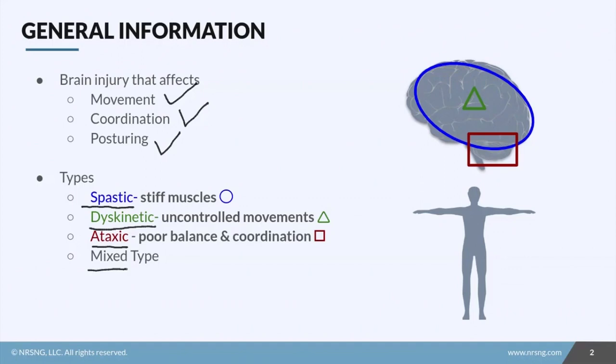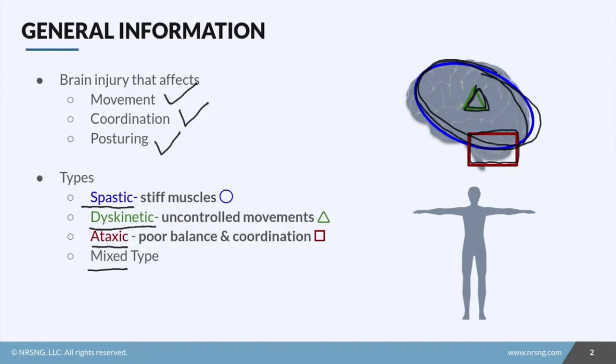Spastic CP causes stiff muscles and contractures, and it's actually the most common type of CP, and the part of the brain that's damaged is the cerebral cortex, which you can see circled here in blue. Dyskinetic CP causes uncontrolled movements, so you get things like tremors and movements that patients can't control on their own, and the part of the brain that is affected is called the basal ganglia, and that's right here sort of in the middle of the brain. Ataxic CP causes poor balance and poor coordination, and it's actually the cerebellum that's damaged.